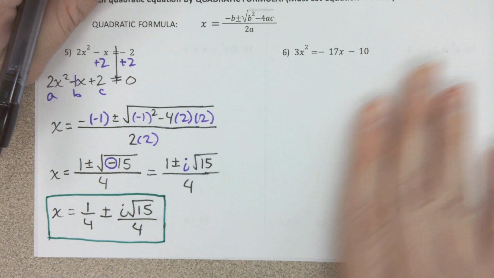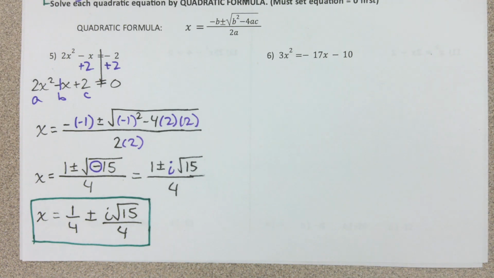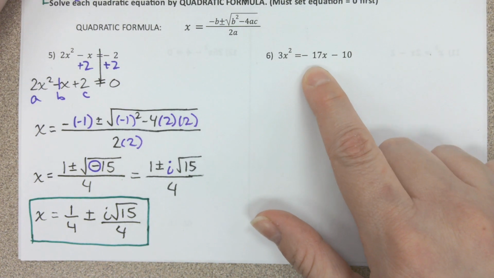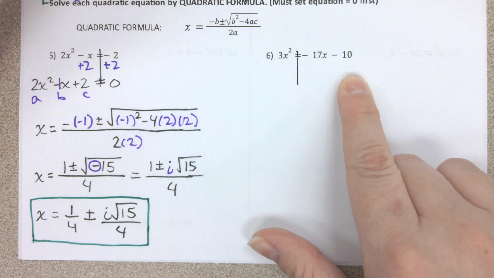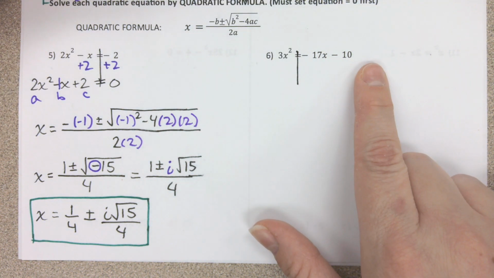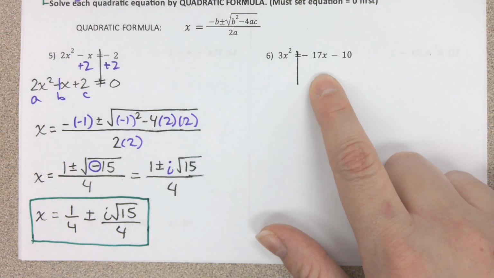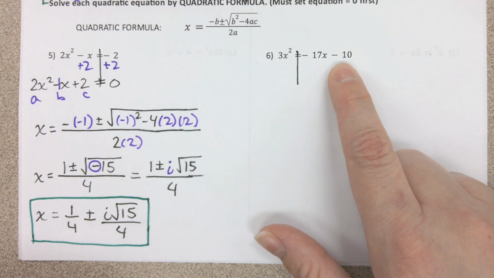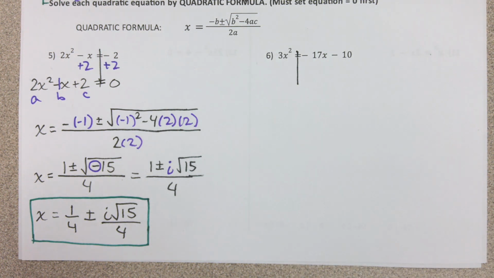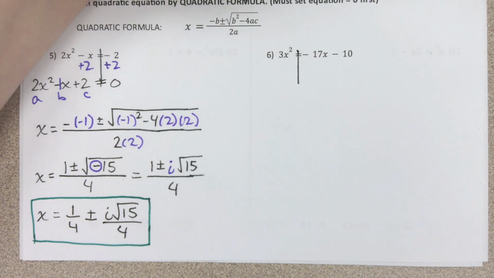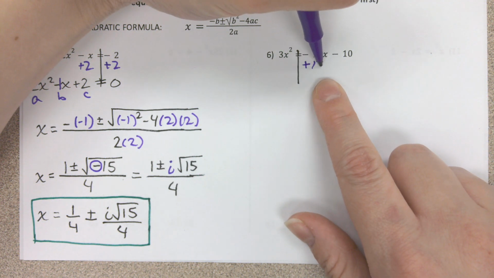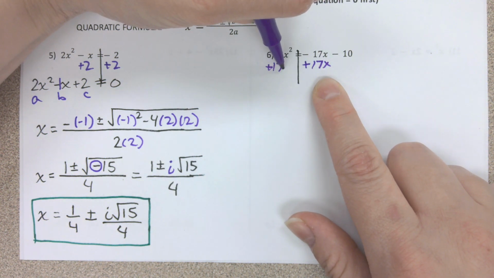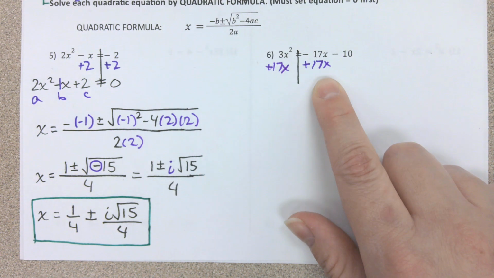Let's do that again, number 6. 3x squared equals negative 17x minus 10. Once again, we have to have this equal to 0 before we can solve. So, you can do this in one step, but for some of you who still struggle a bit with your equations, I wouldn't recommend that. I'm going to do this one step at a time. First, I'm going to move the negative 17, so plus 17x. Once again, do not add these. We're just going to write them together.